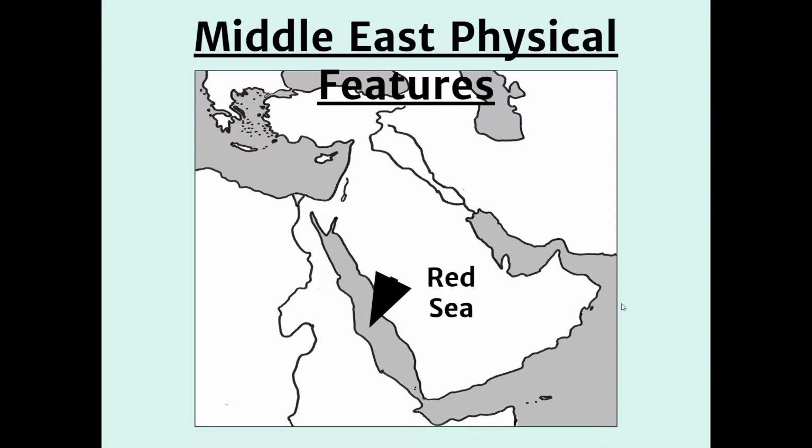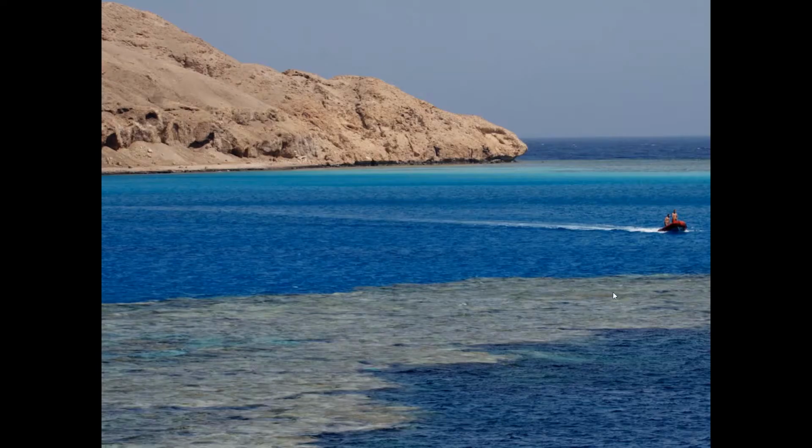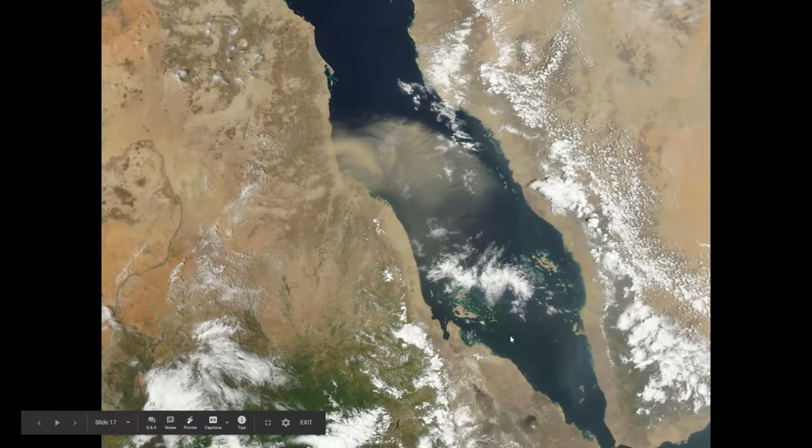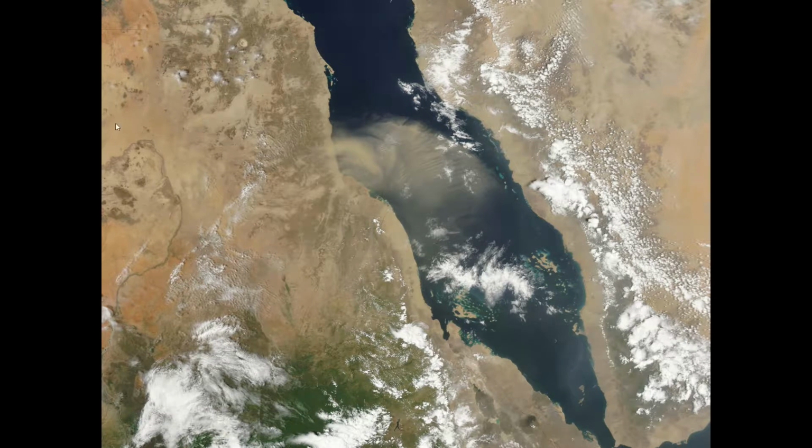Last but not least, we're going to look at the Red Sea as far as large bodies of water. And you can see here a picture of the Red Sea from space. It's a pretty shallow sea, but it does separate the continent of Africa from the Arabian Peninsula right here. And you can see again, right? It's very dry here. We're looking at a lot of desert, and then also a lot of desert over here too.